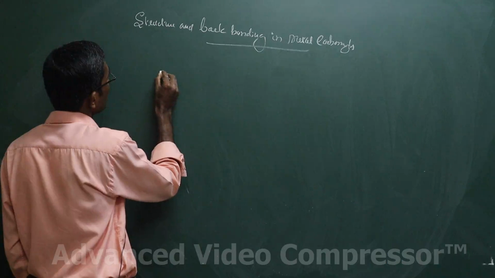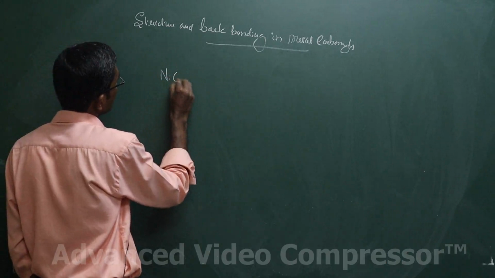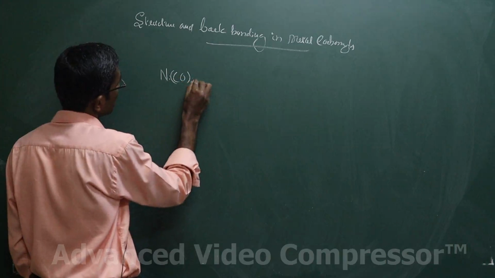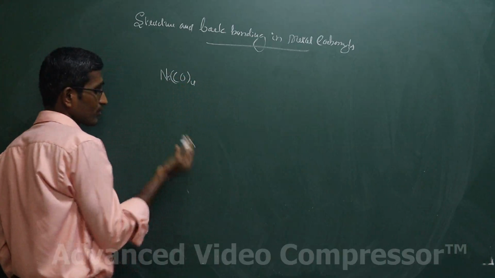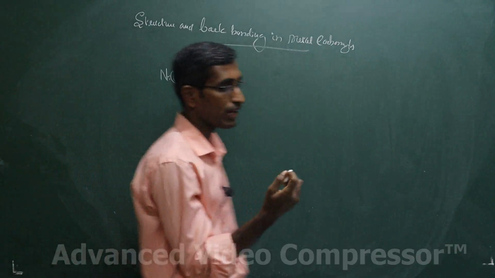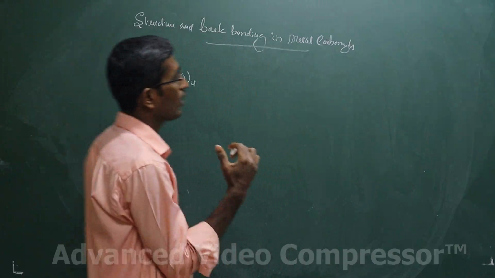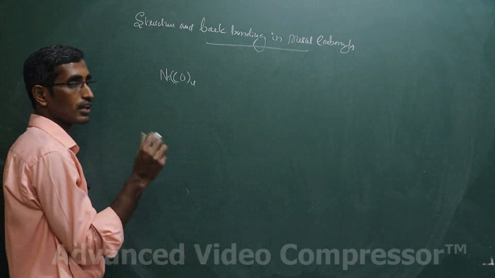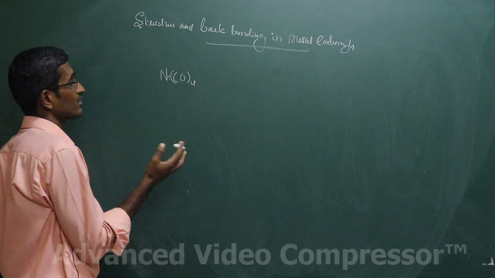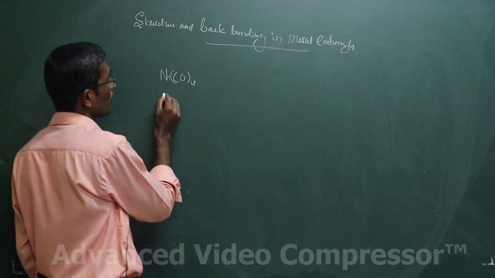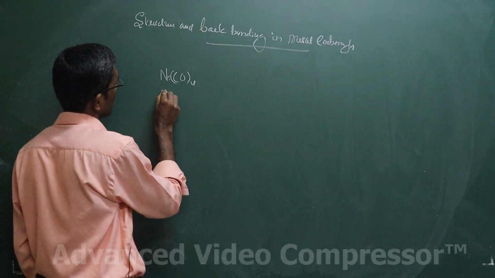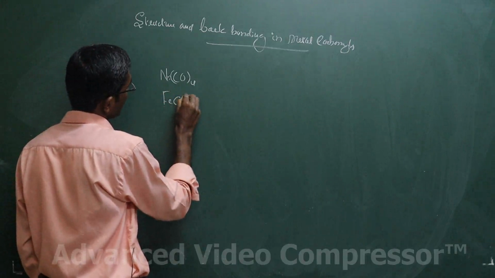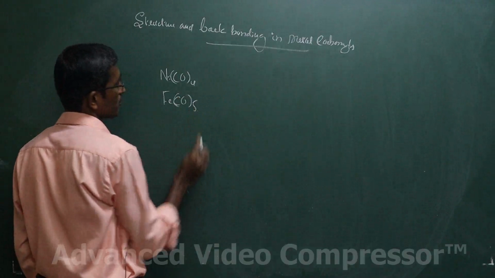For example, Ni(CO)4, that we have seen. We'll write the structure of these compounds, a few of the metal carbonyls, which could be asked. How many bridging bonds are there? How many M-CO bonds are there? These kinds of questions could be asked, or the structure and the hybridization may also be asked. Fe(CO)5.